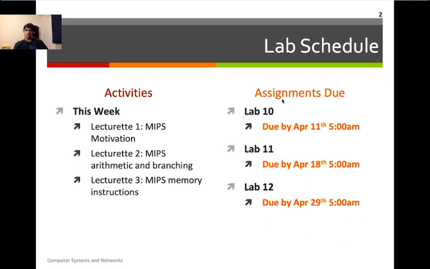Before we move any further, let's go over our lab schedule. So these are your remaining labs that are due. Lab 10 is due April the 11th at 5 a.m. Lab 11 is due April the 18th, and lab 12 is due April the 29th.